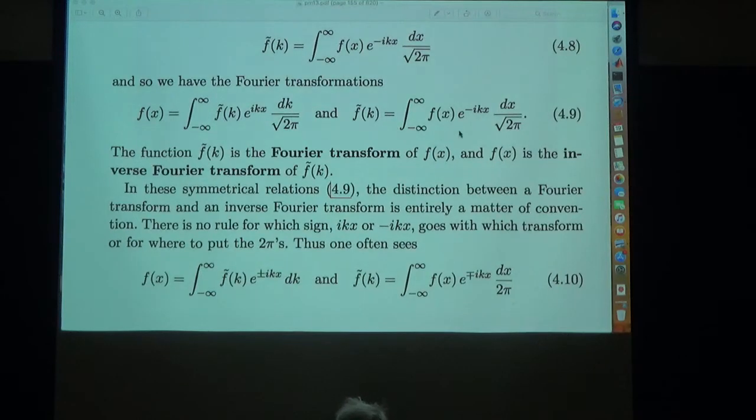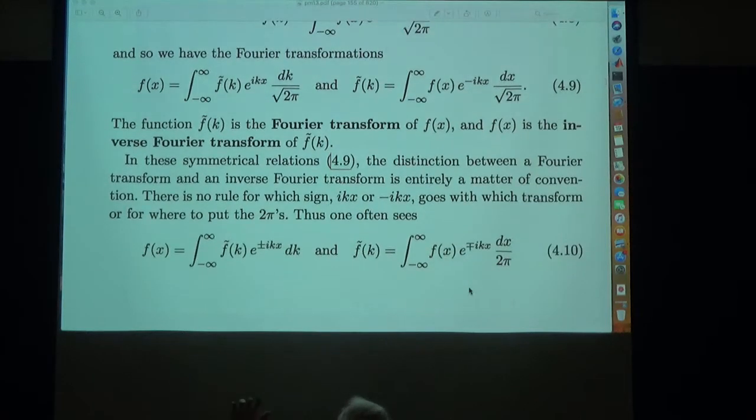These two things are entirely symmetrical, and it really doesn't matter whether you put a plus ikx here and a minus there, or a minus here and a plus there, and whether you put the 2 pi's this way or you put them that way. It doesn't matter, you just have to use the same convention in the same problem.